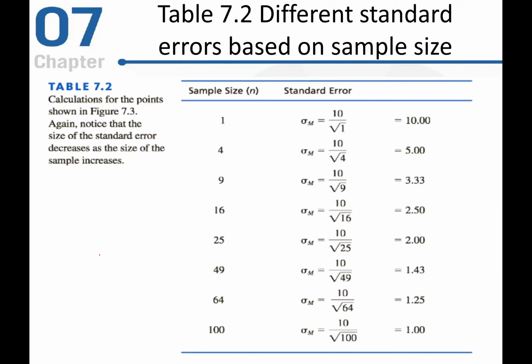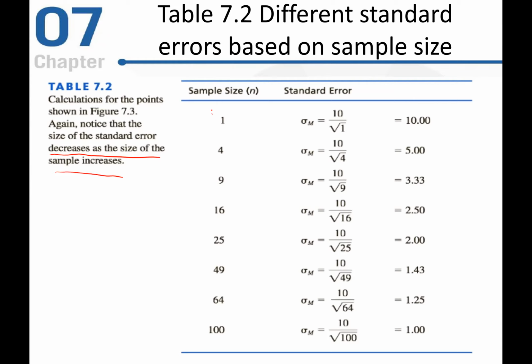So let's do some calculations to formally look at how that relationship looks. These are the calculations for the points in figure 7.3, which I don't think I had in our slides. But again, notice that the size of the standard error decreases as the size of the sample increases, right? Again, it's an inverse relationship. As one increases, the other decreases.